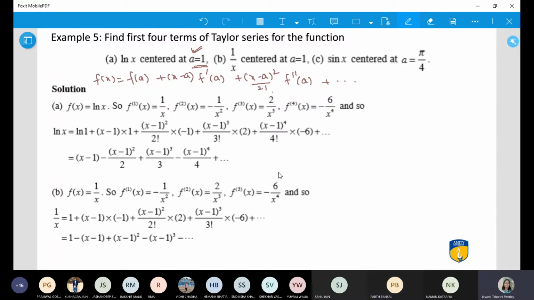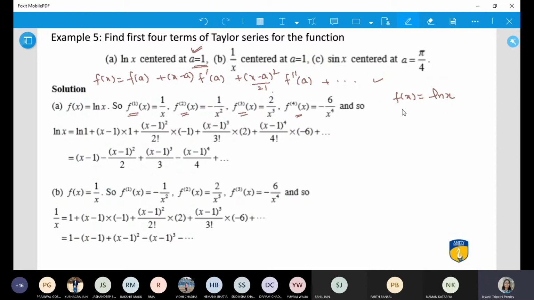Yes ma'am. So now you have to expand log x centered at a is equal to 1. So you will use this expansion. Your f(x) is log x. So you will find f'(x) is 1 by x, f''(x) is minus 1 by x square, f'''(x) is 2 by x cube, f''''(x) is minus 6 by x square, and so on. And then you put all these values on this.